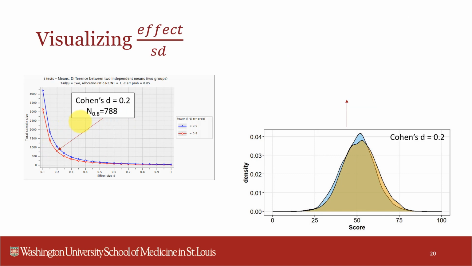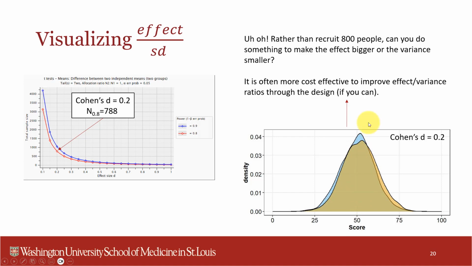Finally, what if we wanted to study something quite small, like a Cohen's d of 0.2? Well, it says we need 788 people in order to do that. And this is what it would look like at a population level if we thought our groups were 0.2 standard deviations apart. There's a tremendous amount of overlap in those two distributions. There's not very much of an effect in a practical sense. Rather than recruit 800 people, can you do something to make the effect bigger or the variance smaller? Sometimes the effect might be out of our hands.